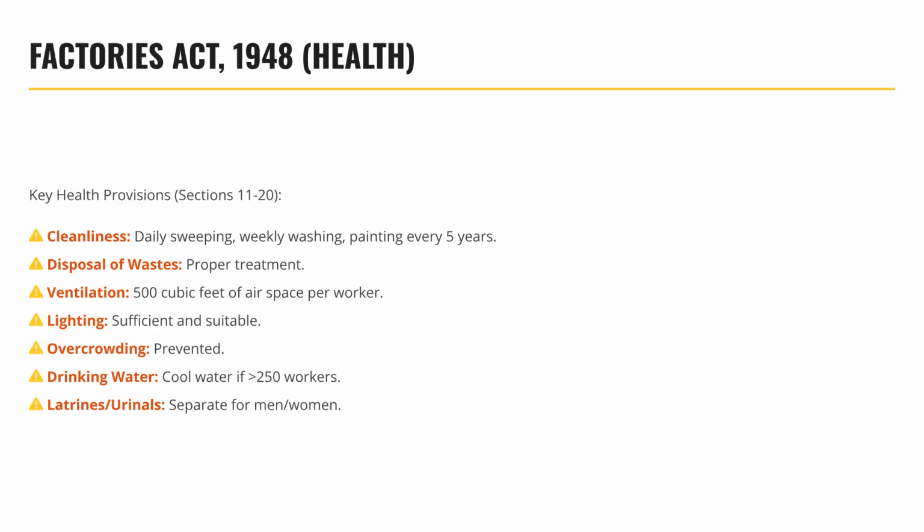The Factories Act of 1948 includes key health provisions, such as daily cleanliness, proper waste disposal, sufficient lighting, and ventilation providing 500 cubic feet of airspace per worker. Separate latrines and cool drinking water are also mandated.